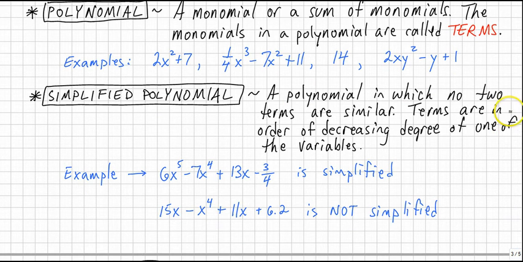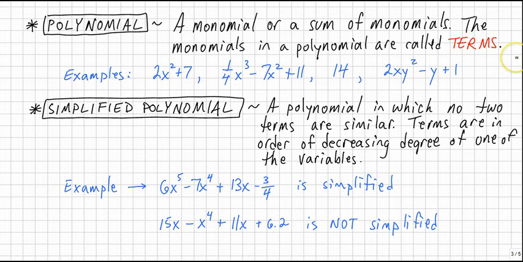All right, so what is a polynomial? Well, mono means one, and poly means many. So a polynomial is a monomial or a sum of monomials. The monomials that are in a polynomial are called terms. So for example, 2x squared plus 7. 2x squared is a monomial and 7 is a monomial. When you add them together, you get a polynomial.